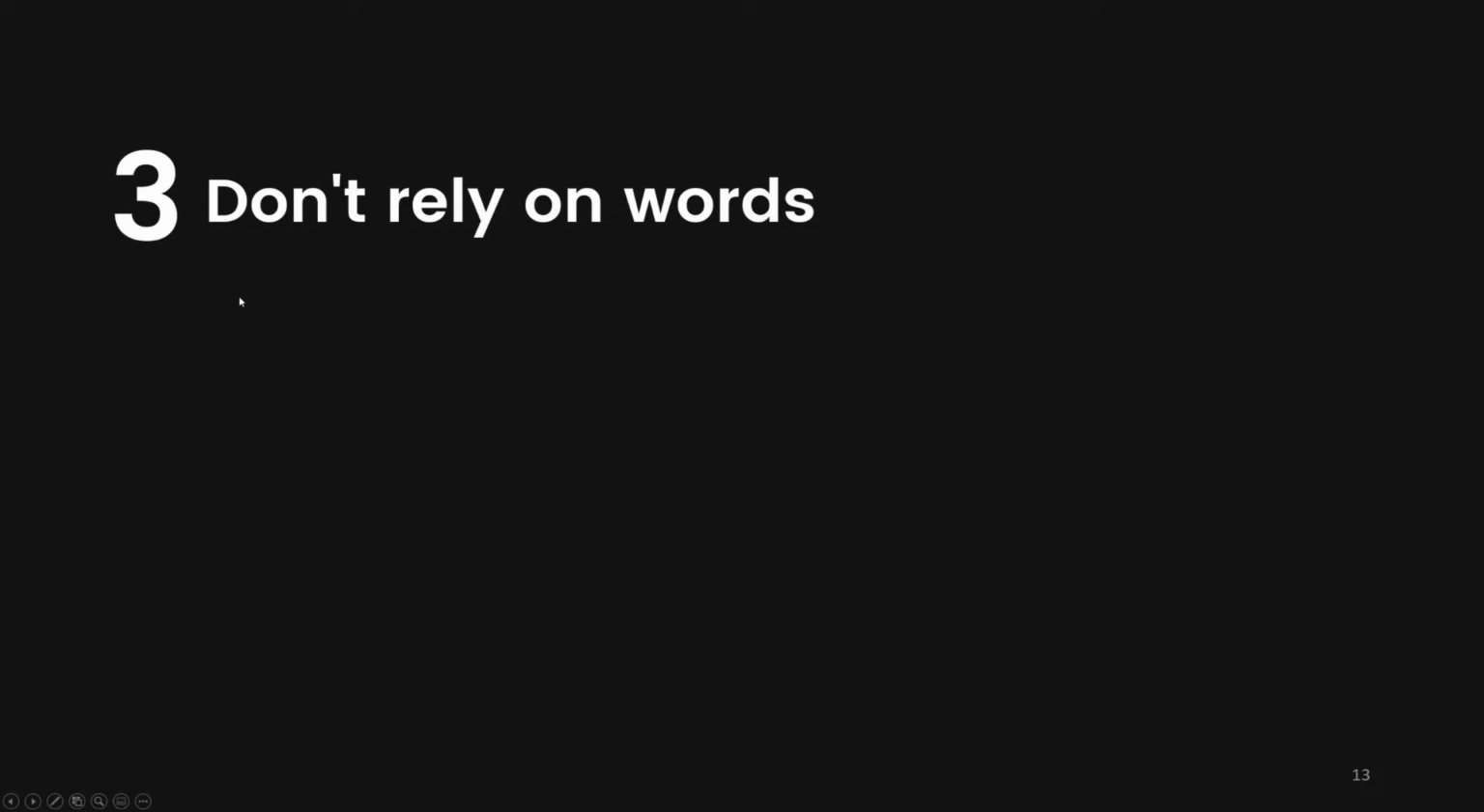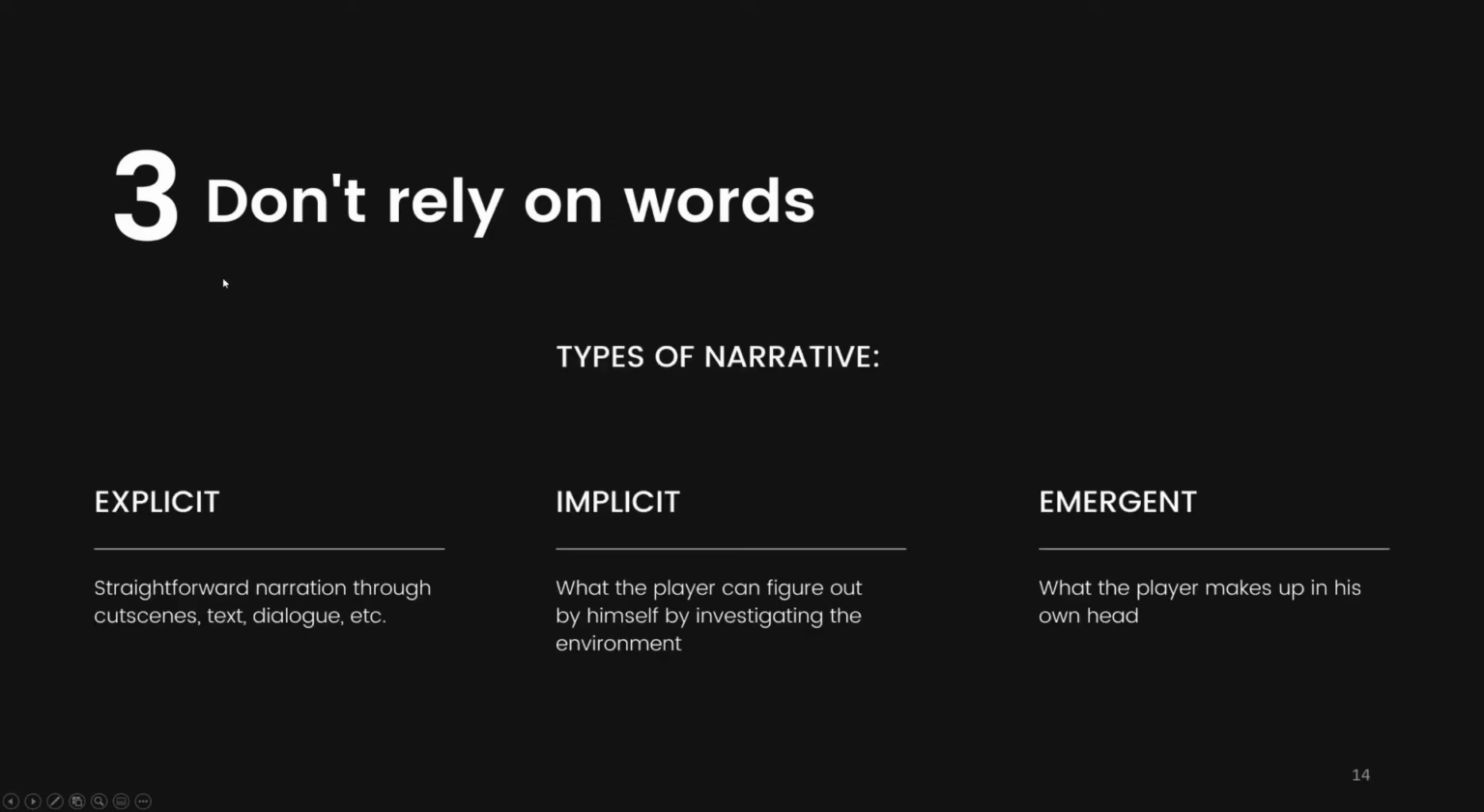When it comes to the third rule, it's don't rely on words. So what it means is that in games we have three types of narratives: the explicit narrative, implicit, and emergent. And basically, it means that the explicit one is very straightforward.